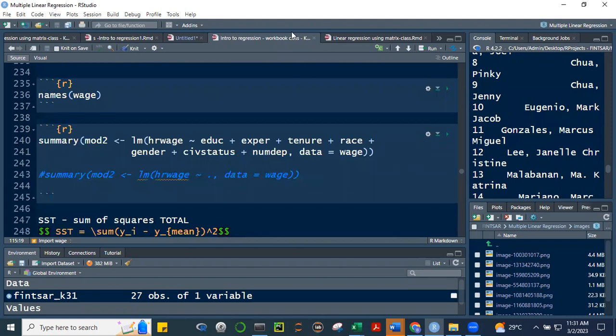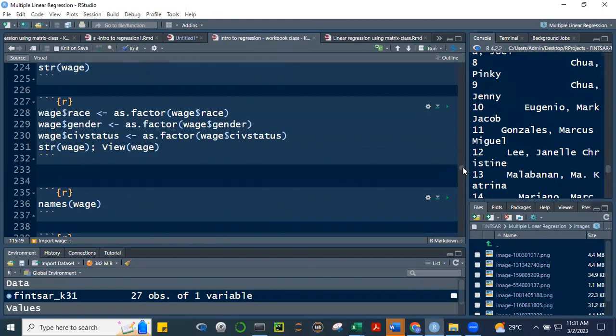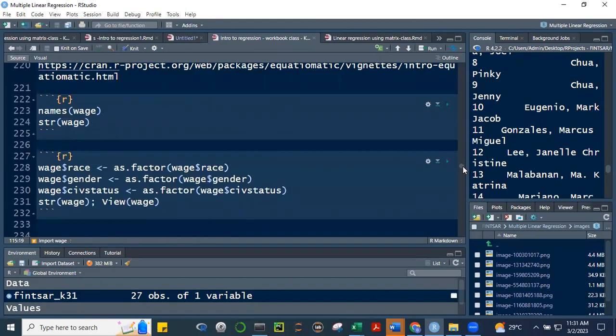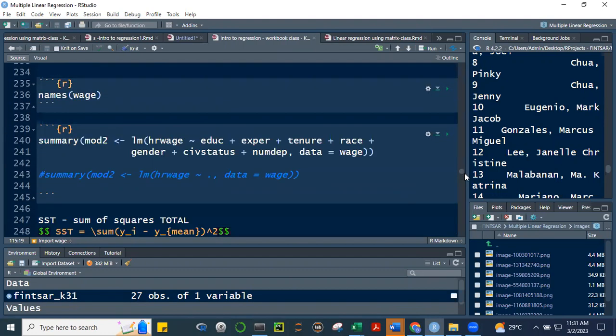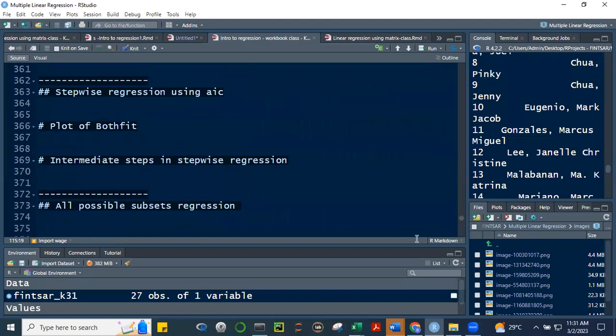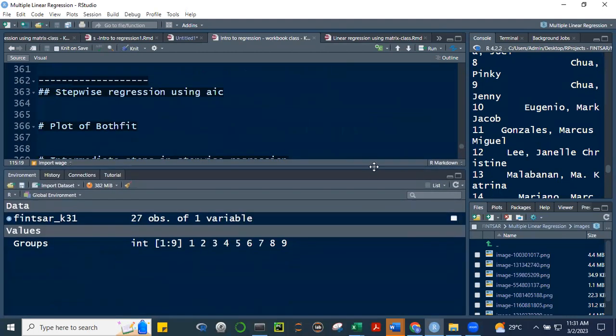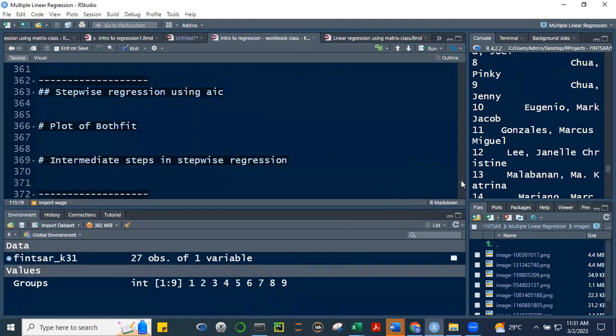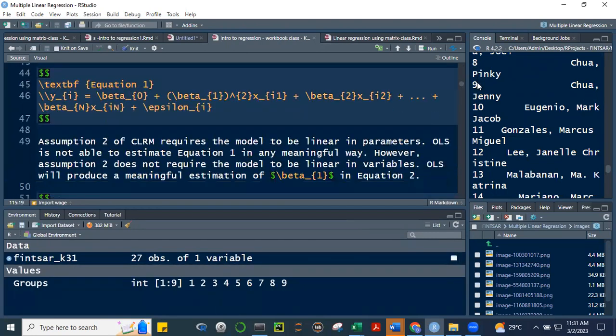Sir, yes, hindi pa. I think we ended po dun sa may ANOVA na part because we didn't do yung compare mod 1 and mod 2. Okay, sige. All right, so this is what we do. Well, let's start with, na-load ko na ba si wage? Wala pa, no? Okay, let me load yung wage.